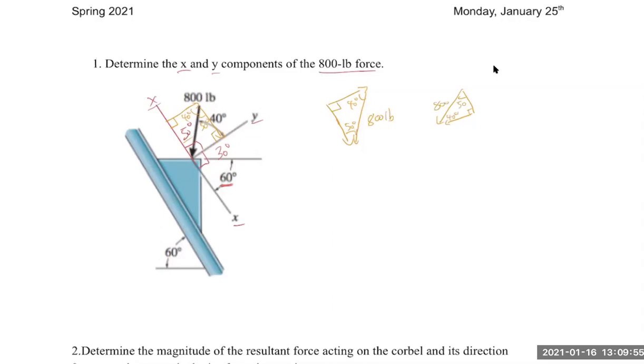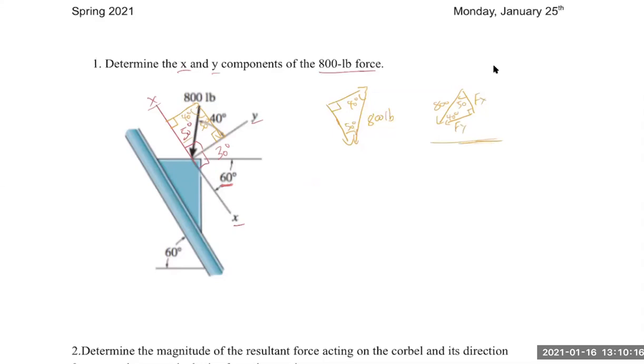Okay, hope you guys can see it clearly. So right now we can find our x and y components. First, let's begin to find the y component. We know that this is going to be Fy, this is Fx. So let's begin by using this triangle.